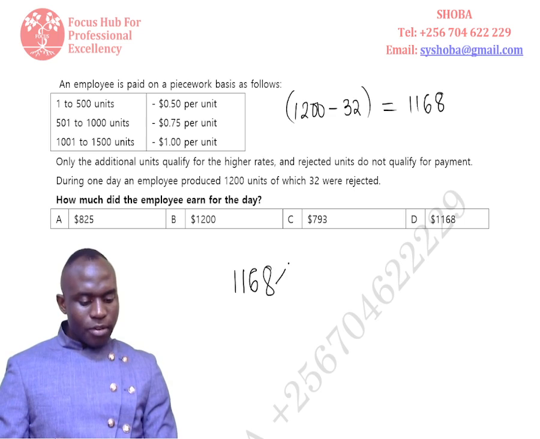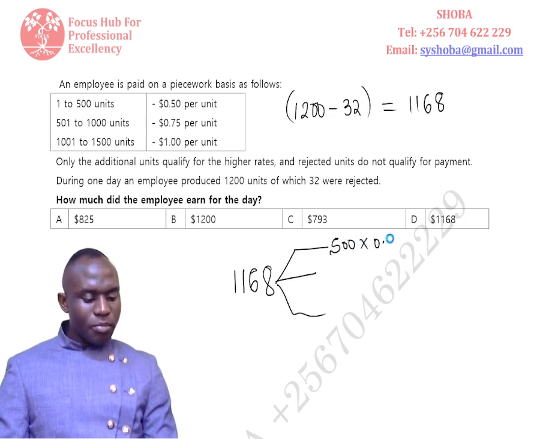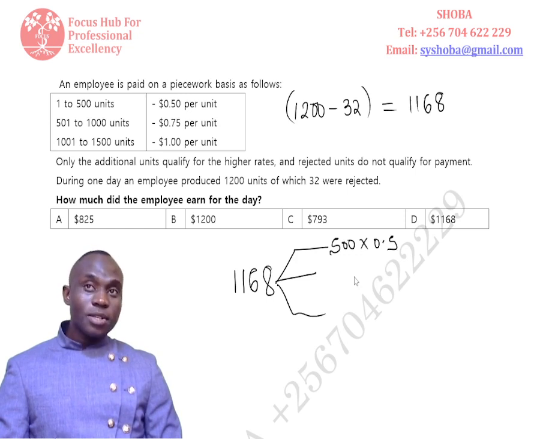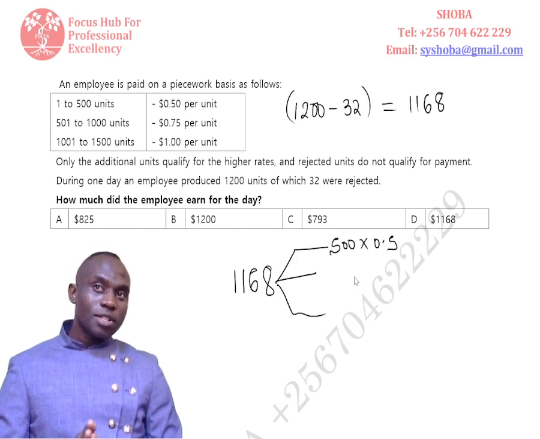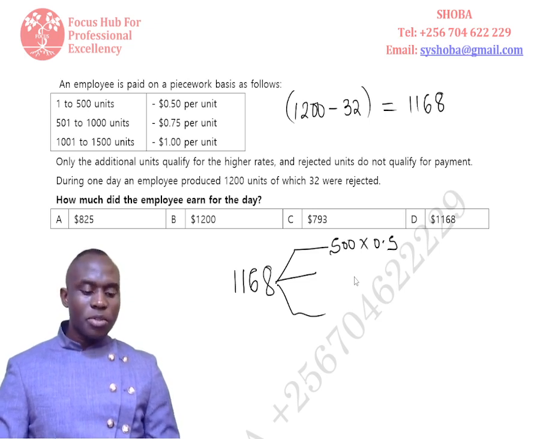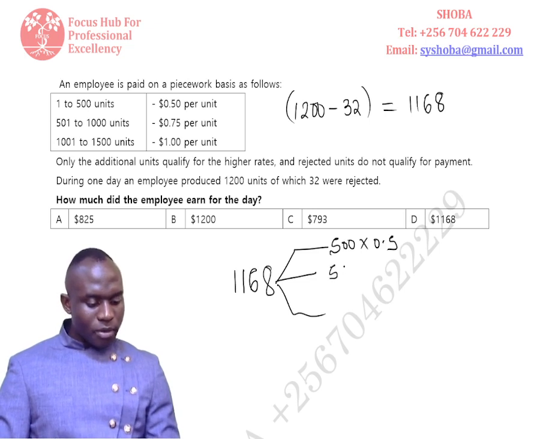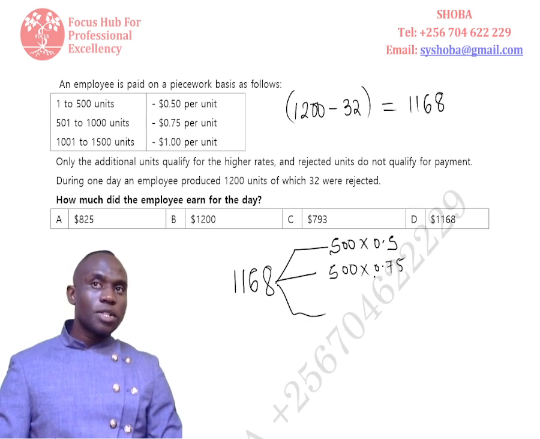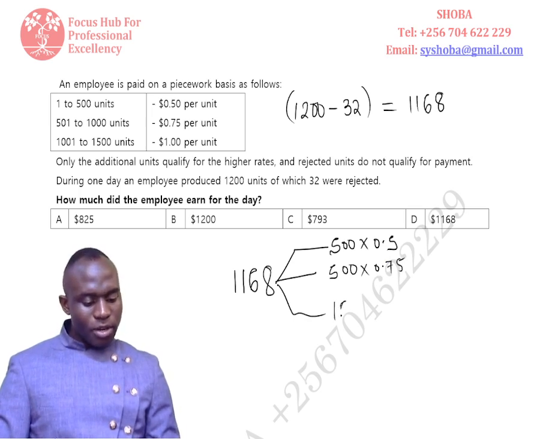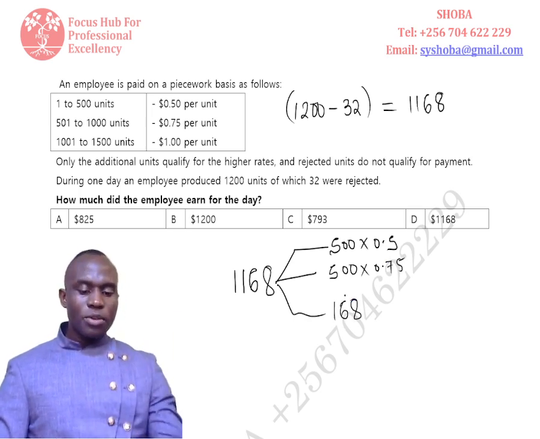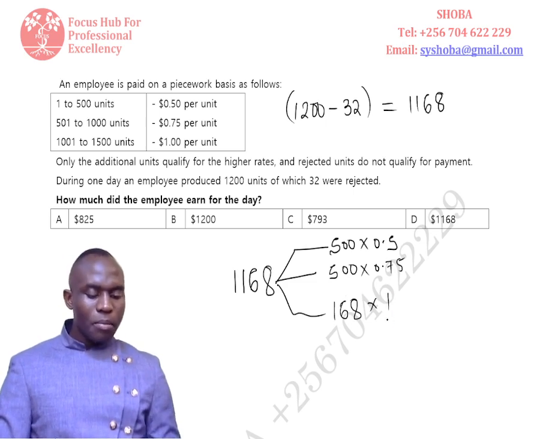Now this 1,168 is divided into 3. For the first 500 units, the payment is 0.5. Then what is the balance? It is 668. So you keep subtracting from this total. Then for the next 500 units above that, the payment is 0.75. Now so far the total is 1,000 units. So what is left? It is 168. So above 1,000 units, the payment is $1 per unit.